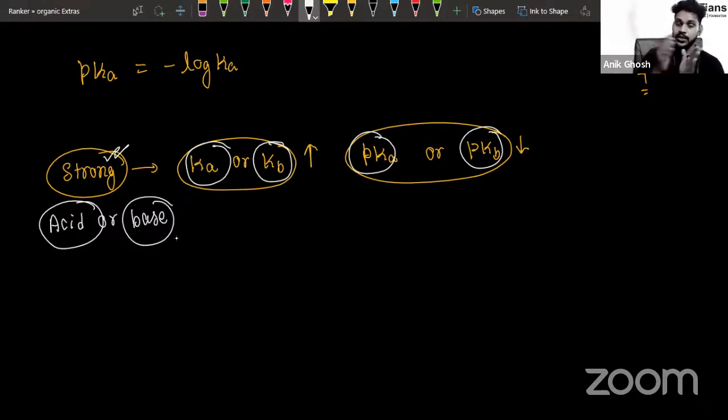If they say K, for the strong acid, Ka would be high, and for the strong bases, Kb would be high. So this is how we do this. Now, these type of Ka, pKa questions, you would expect that they would come from DOC.